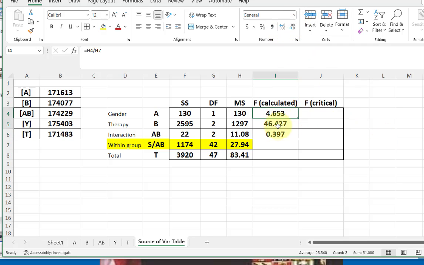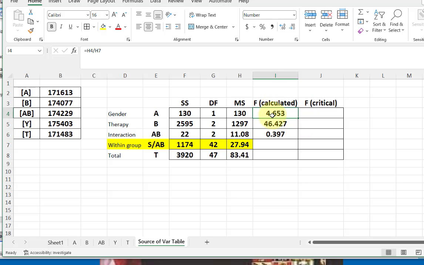So these are our calculated F scores. So this is significant. Normally the F value has to be somewhere around 3, but it depends on the number of groups and the sample size. But this is bigger than 3. This is way bigger than 3. And this is less than 3. So I'm going to say there's a significant difference in gender.